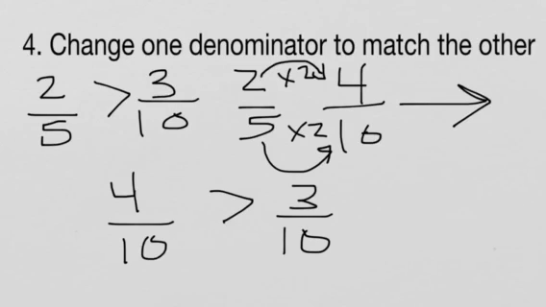We can change one denominator to match the other. So when we're comparing 2/5 and 3/10, we would take the 2 and multiply it by 2, and the 5 multiply it by 2 to give us 4/10. It's easier to compare 4/10 with 3/10 to see that 4/10 is greater than 3/10, making 2/5 greater than 3/10.